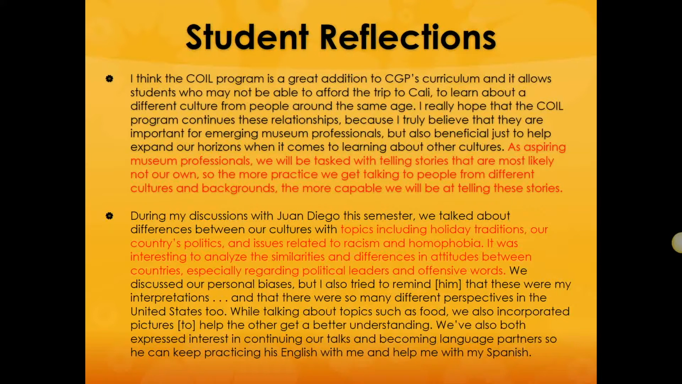Through the reflection essays, I've been able to gather some student reflections, and this is some of the qualitative data that we have showing the effects of COIL for our students. And it's pretty clear that COIL aligns well with our broader goal of training culturally competent museum professionals.